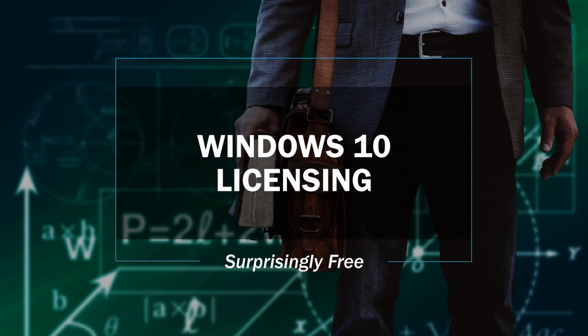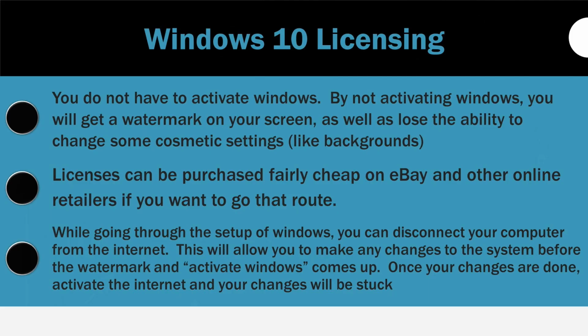So now it's time to talk about Windows 10 licensing. You do not have to actually activate Windows or buy a copy of it. By not activating Windows, you will get a watermark on your screen, and you will lose the ability to change some of the cosmetic settings like the background, the placement of the taskbar, a couple of other small things. Licenses, if you want to buy them, can be purchased fairly cheap on eBay and other online retailers. There's no reason that you really need to go to Microsoft and pay full price for one.